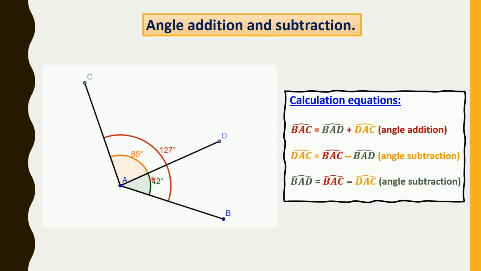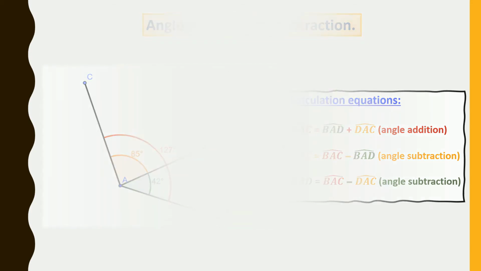To calculate a part of an angle, we do angle subtraction, because the green angle and the orange angle are two parts of this red angle. Let's continue with segment addition and subtraction.